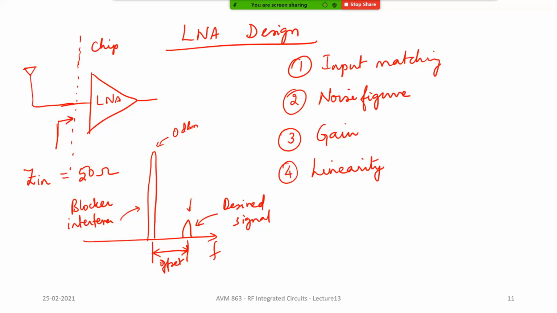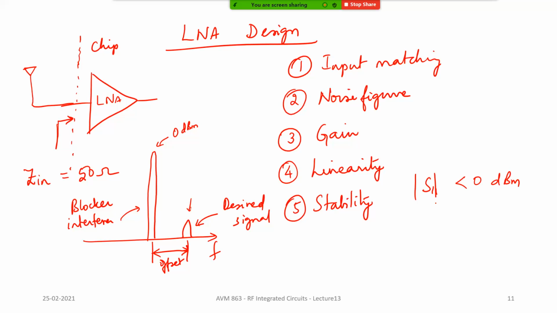Otherwise, what will happen? The LNA will compress and you will not be able to detect this thing. So linearity is also a very important thing. Now, all these constraints, and also one more thing, stability. What is stability? Your S11 should always be less than 0 dB, the magnitude of S11.